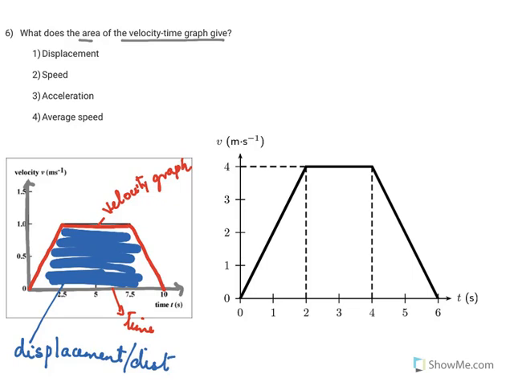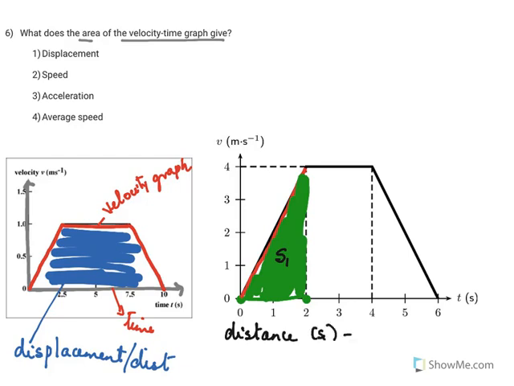Now in the next graph, if you want to find the distance covered between 1 second and 2 seconds, what you do is, this is your velocity time graph, and here is your axis. This area between the velocity time graph and the time axis, we call this area, say, S1, will give you distance between 0 to 2 seconds.